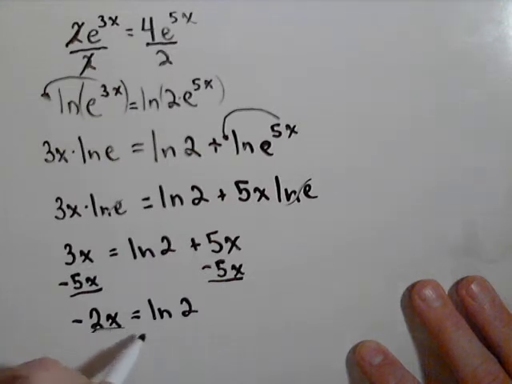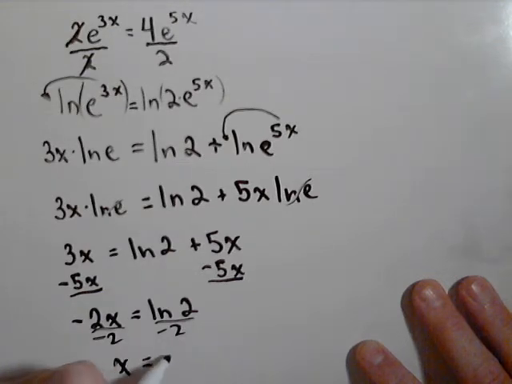Last step, divide by a negative 2. And we get x equals negative ln of 2 over 2.